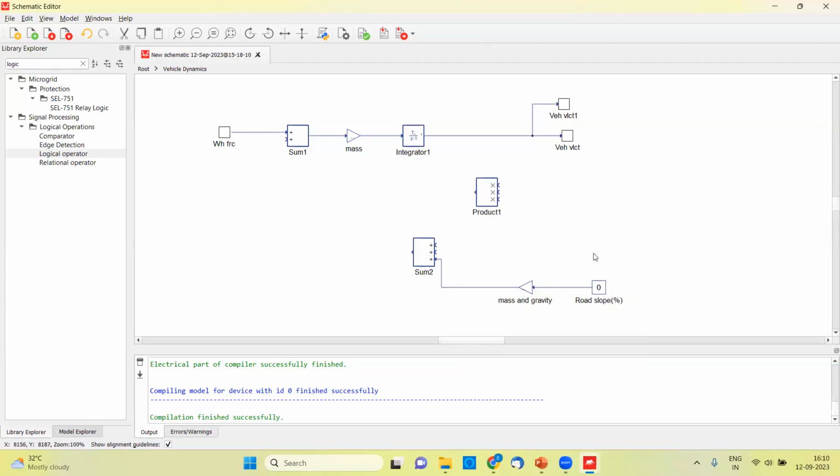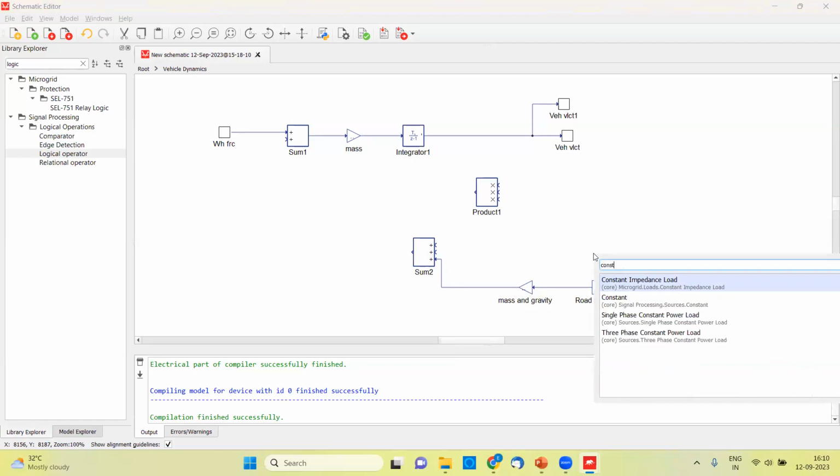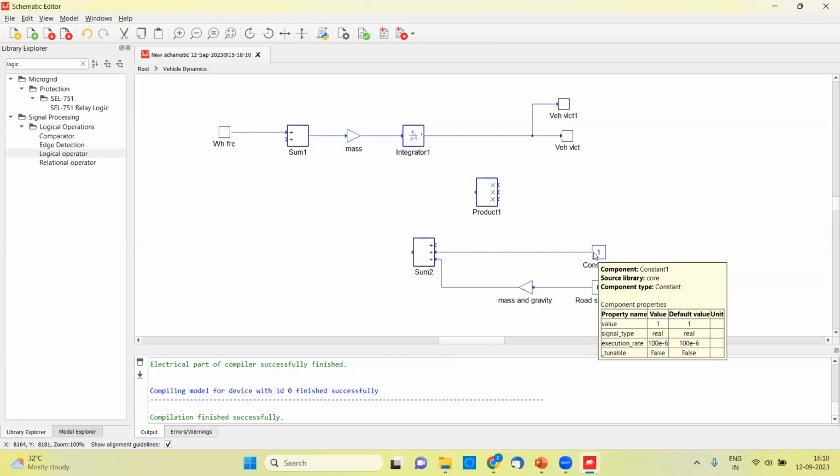Second, what we are having is rolling resistance. The rolling resistance is basically a fixed resistance, because we already know what kind of wheel we are using and what road surface we are taking. So we have provided a fixed constant value for this force.